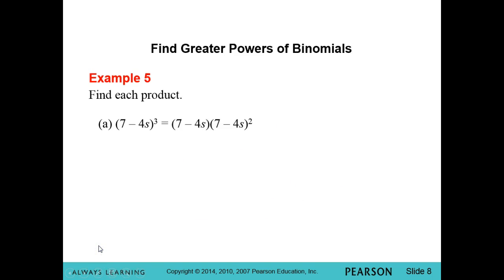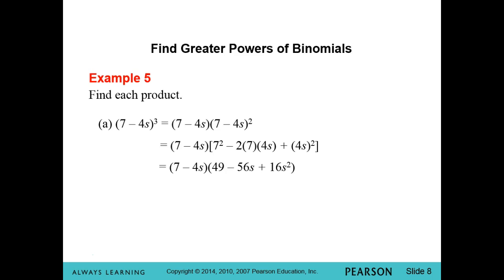Oh, look at them. They started off the same way. 7 minus 4s times 7 minus 4s squared. Keep that 7 minus 4s by itself, and then let's do our squaring a binomial. We'll be squaring the first term, twice the product of the two terms, plus the square of the last term. Which becomes 7 minus 4s times 49 minus 56s, and they even got that right, plus 16s squared.